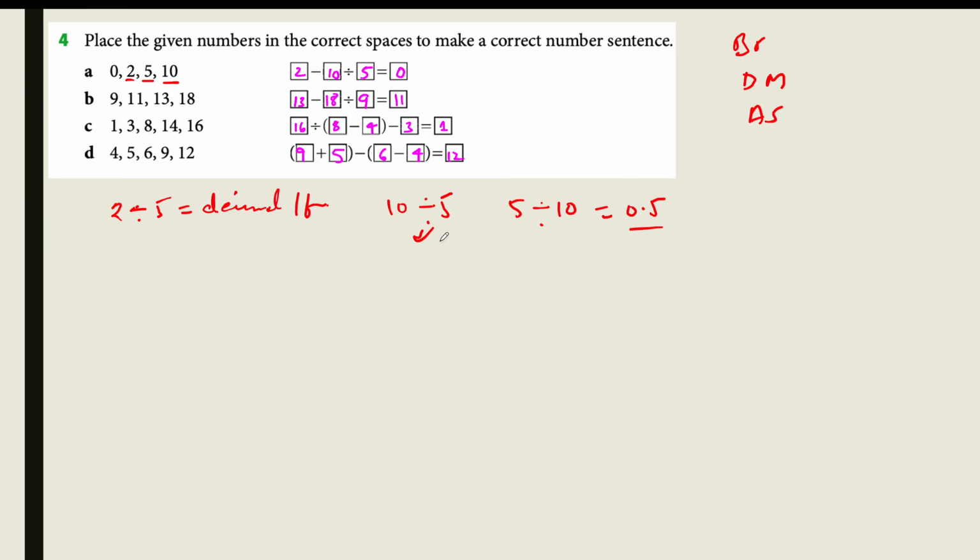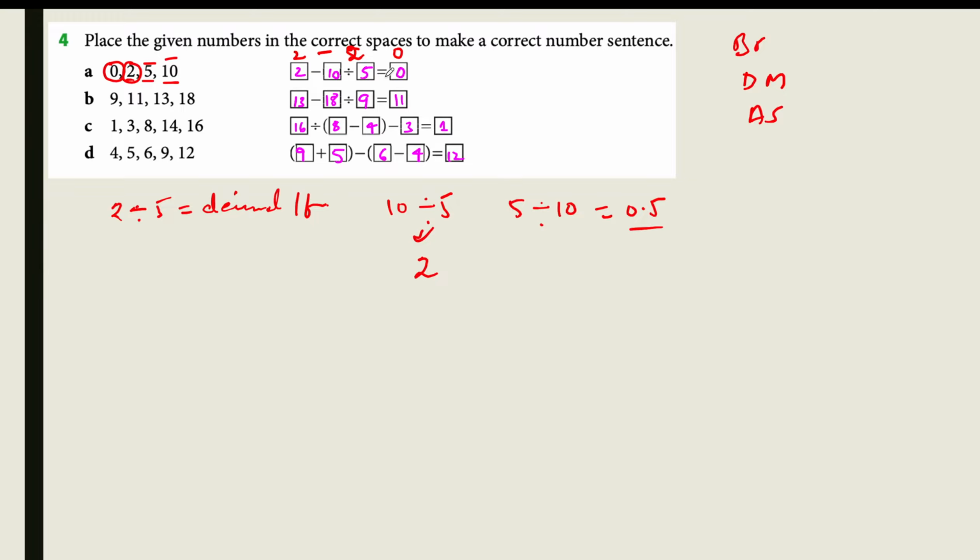10 divided by 5. So 5 multiplied by 2 is equal to 10. So when we divide 10 by 5, we get 2. Now we are left with this 2 and this 0, because 5 and 10 are taken for the division. So 2 and 0, if you place 2 in here and 0 here, because 2 minus 2 is equal to 0, then this equation is going to be correct.